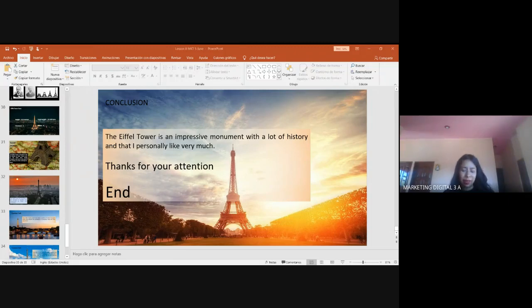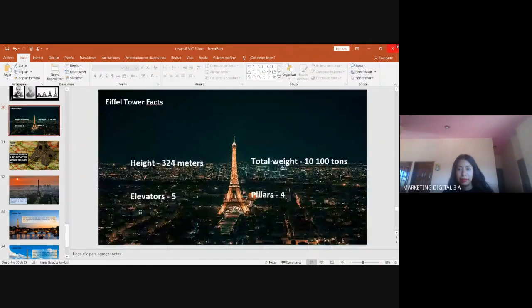No, no cuatro elevadores. How many elevators does the Eiffel Tower have? It has four pillars, but how many elevators does the Eiffel Tower have? How many, guys? ¿Cuántos tiene?